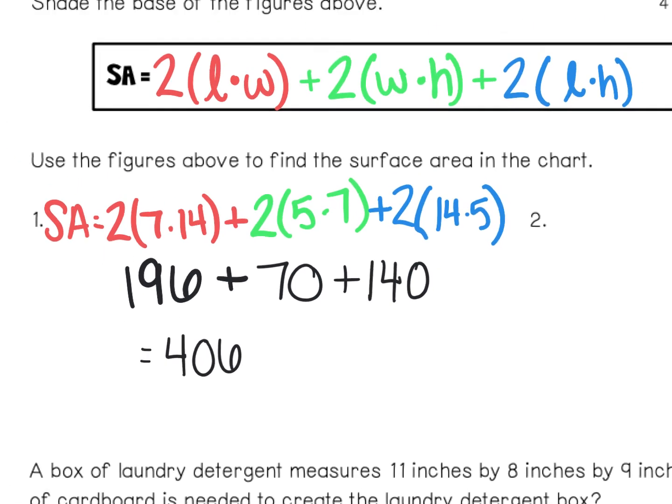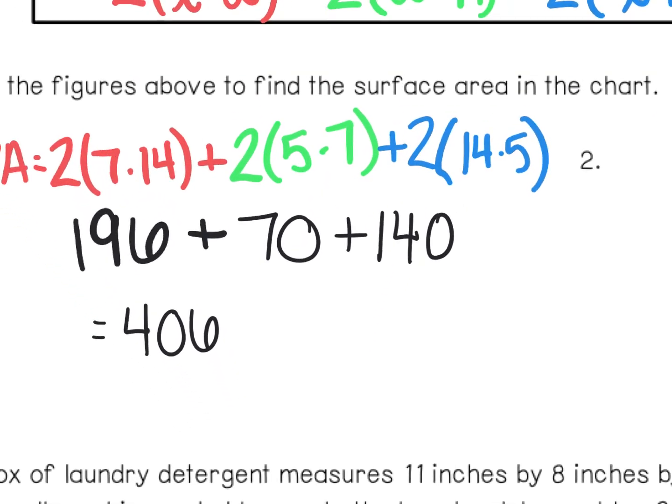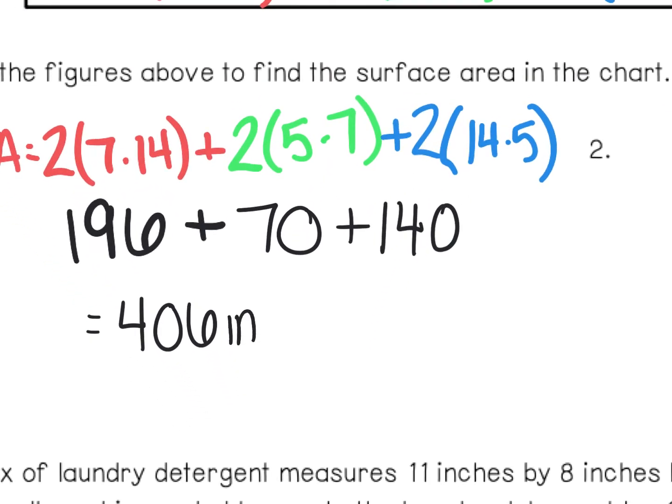406, yes? And it was inches. So we're going to call that inches squared. Okay? Make sure you have that down. And then we're going to jump over to examples 2 and 3, and then we're going to stop there for today with our notes.